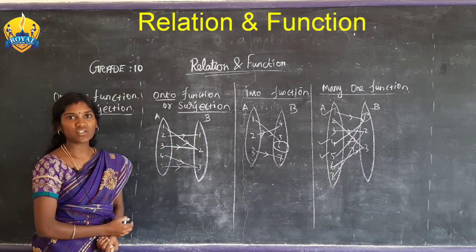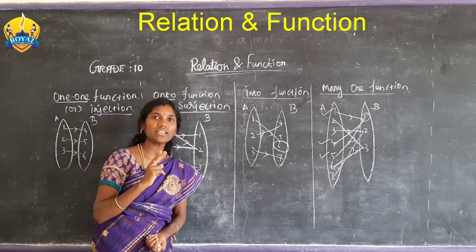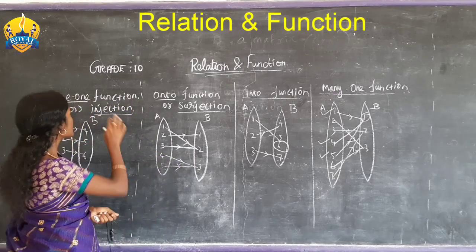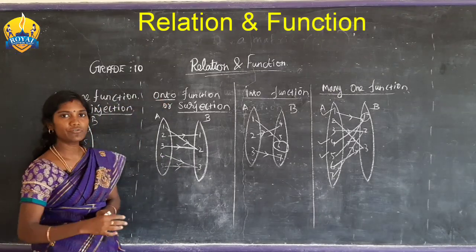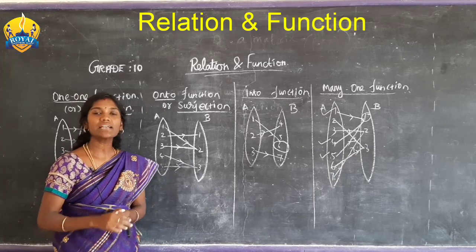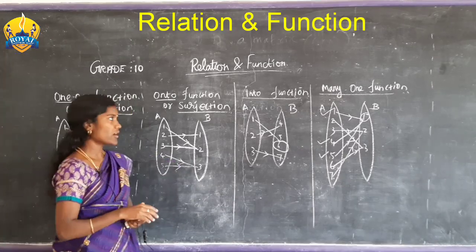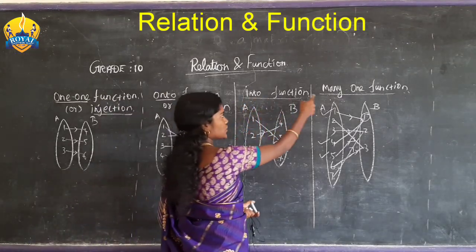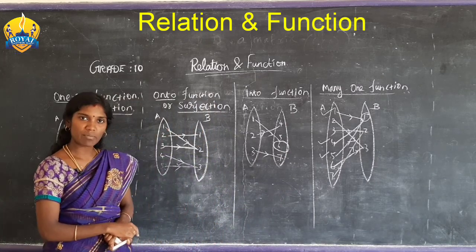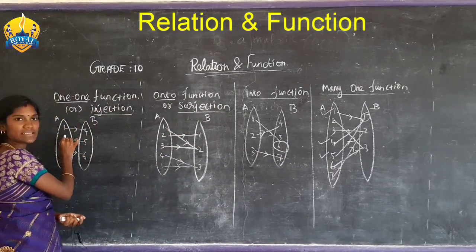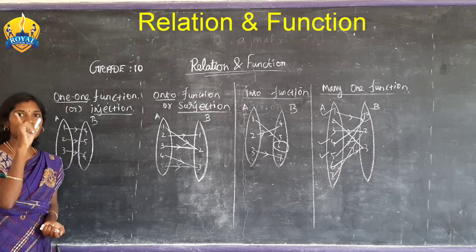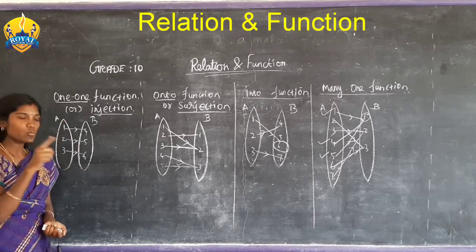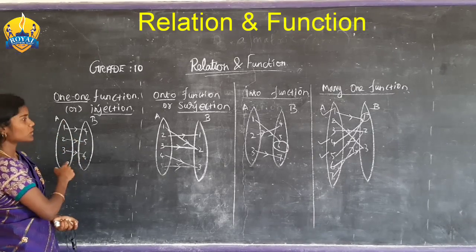The last one is bijection. Bijection means two types of function connected together. That is, one-one function and onto function are mingled together, that is called bijection. So there are 5 types of function: one-one function, onto function, into function, many-one function, and the last one is bijection. One-one means each image has only one pre-image, and each element has only one image. This is called one-one function.